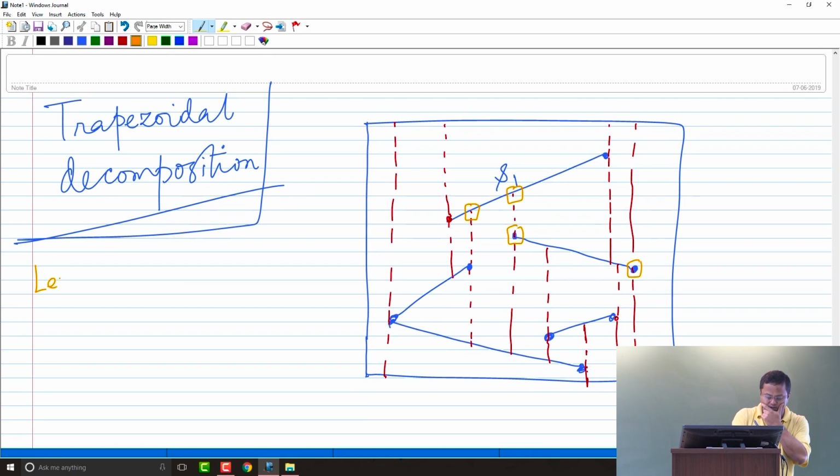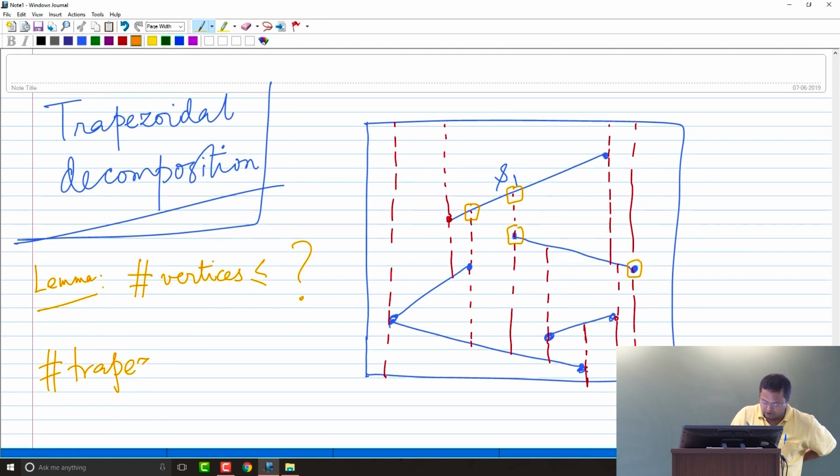So, your first lemma is, can you see this color from the back? Yeah. Number of vertices, let us figure out what it is. Number of trapezoids, let us figure out what it is.